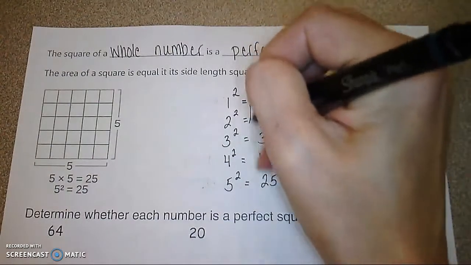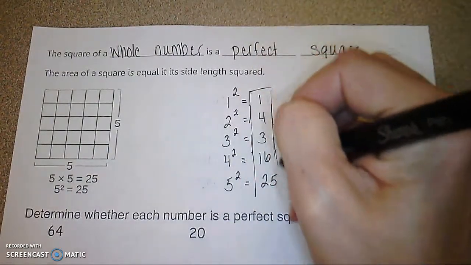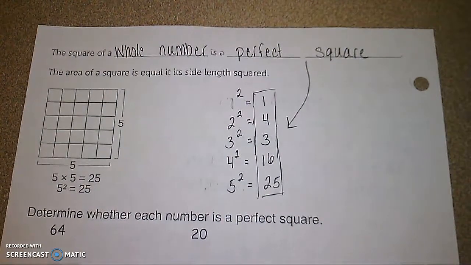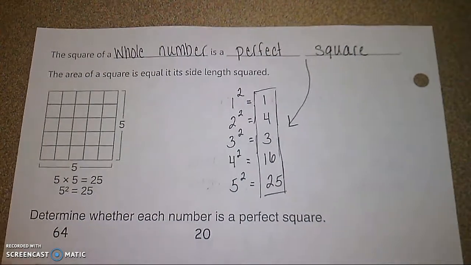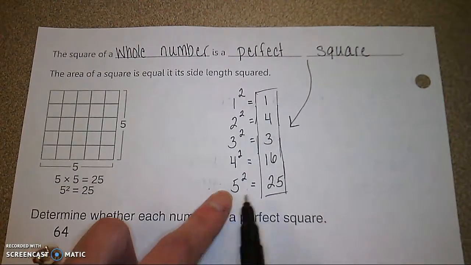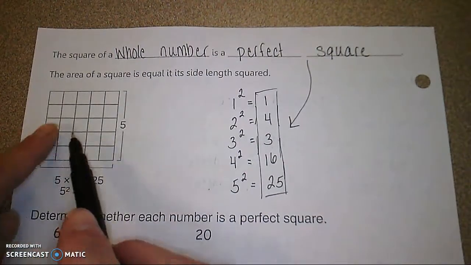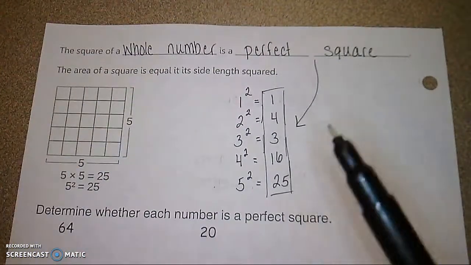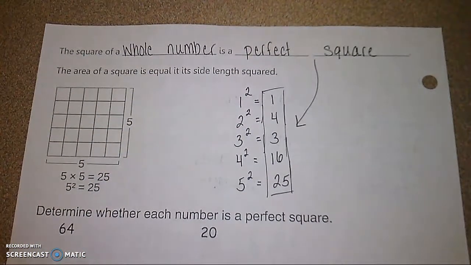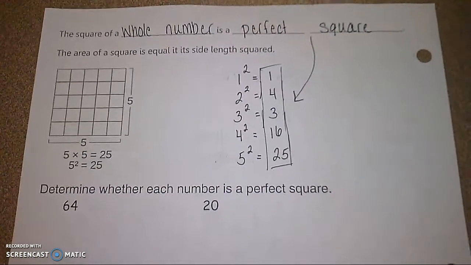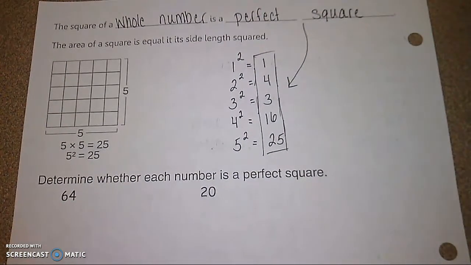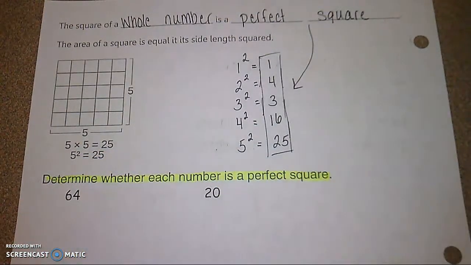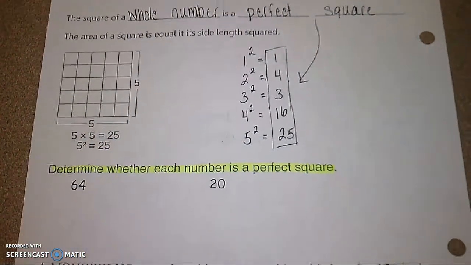So these numbers here, those are called perfect squares. Okay? The reason they're called perfect squares is because if I take 5 squared, and I put 5 rows of 5 like this, or a 5 by 5, it's going to make a perfect square. So that's why we get that term. That's where that term comes from. So down here, we're going to determine whether these numbers are perfect squares. You're not simply going to write yes or no. You need to give me an explanation.